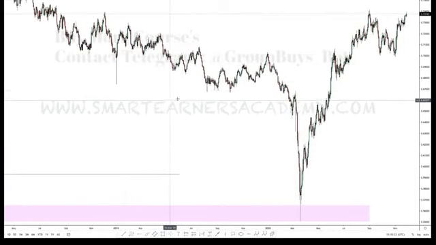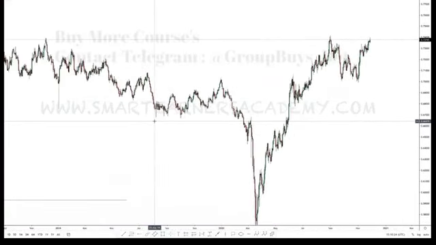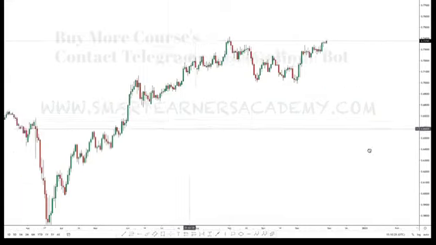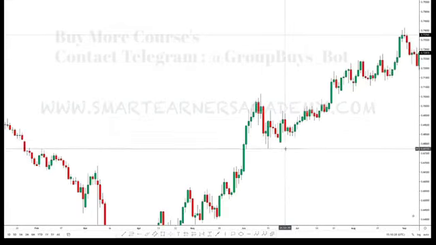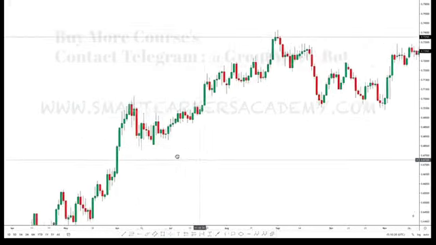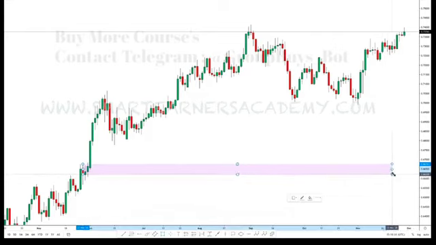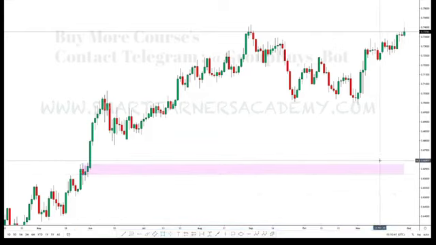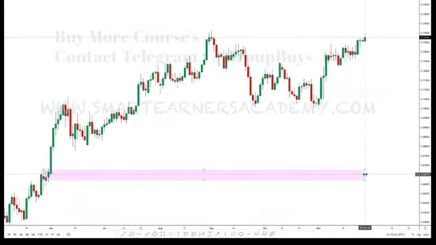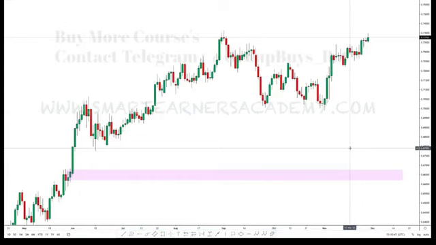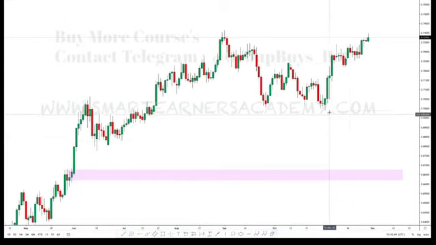So is that like an area where supply became demand? You see that area that you said was good if it would break? Yes, supply became demand right here. And when price comes back here in the future, that could be a very key PI. Point of interest, PI.